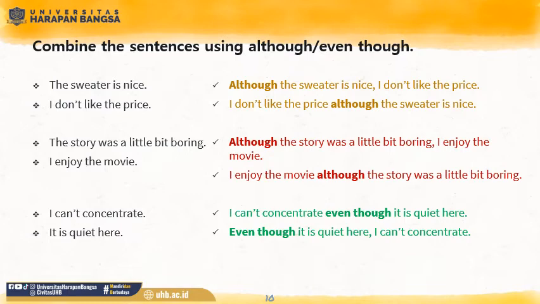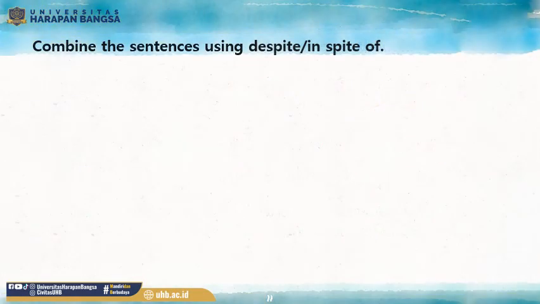Let's continue with in spite of and despite. Combine the sentences using despite or in spite of. Question number 1. Diana is still working hard. She is very tired. Kita gabungkan jadi satu. Diana masih bekerja keras. Dia sangat lelah. Jadi kalimatnya pasti meskipun Diana lelah, Diana tetap bekerja dengan keras.